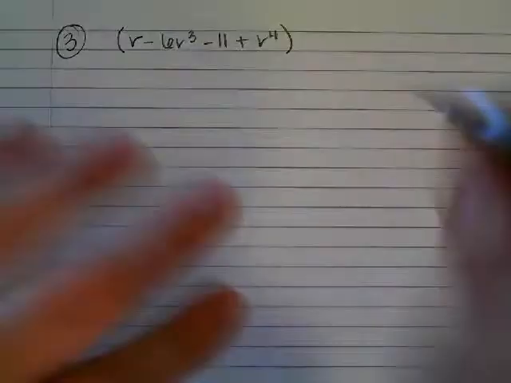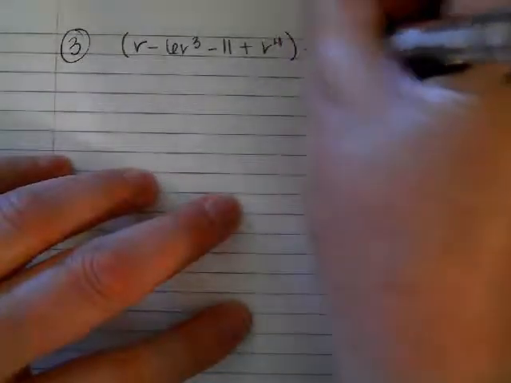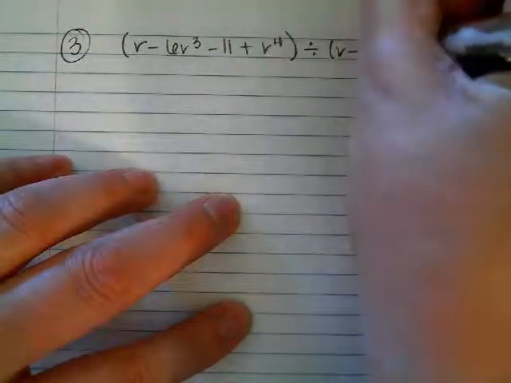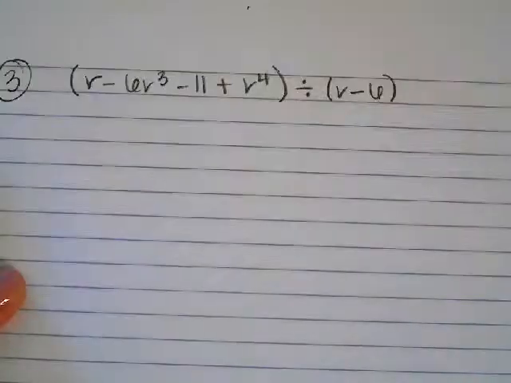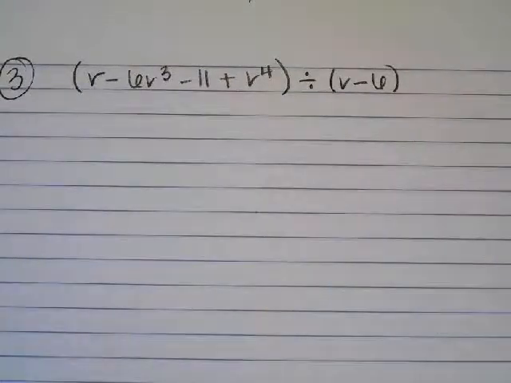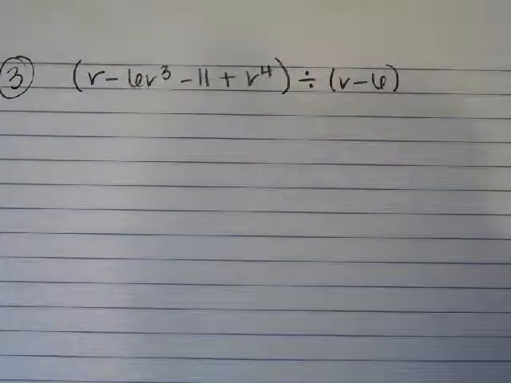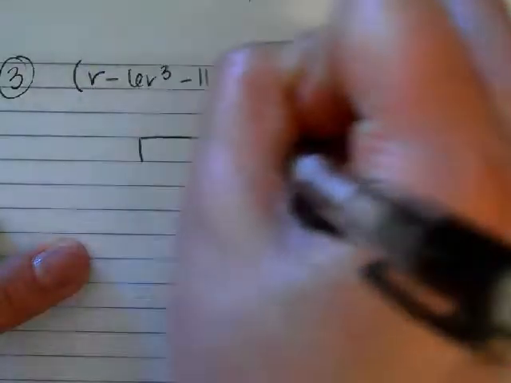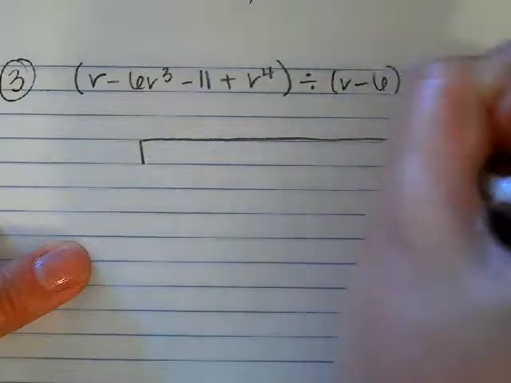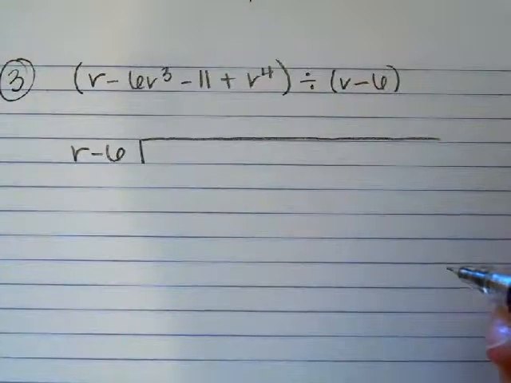Divided by r minus 6. So how should we start the problem? Okay, so we're doing a long division problem. We're dividing by r minus 6. So here's me kind of writing it like a long division problem. I'm dividing by r minus 6. I'm going to put that over here.